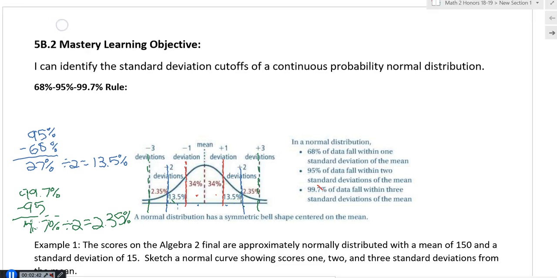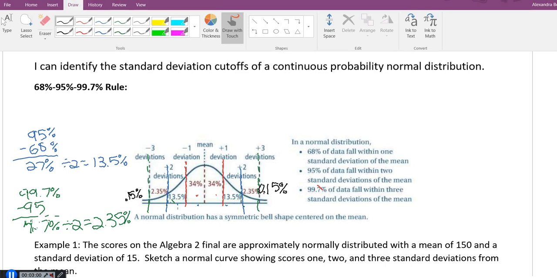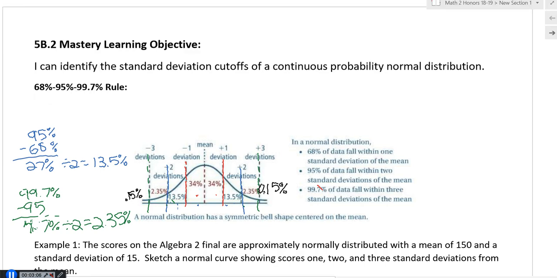Now, I'm not going to have you create this every time. I would probably just memorize these. What numbers go in here? The last thing you should know is 0.15%. That one is on the outside. With 99.7% within three standard deviations and 100% total, there's 0.3% left outside of three standard deviations. So there's 0.15% on the outside.